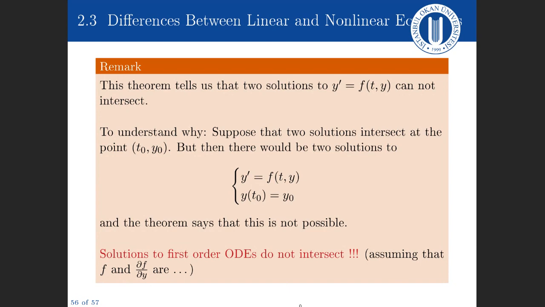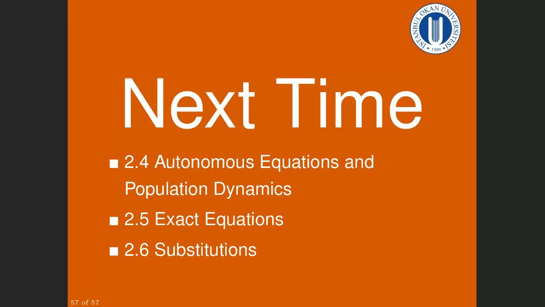And that is the end of this week's lesson. Next week, we will finish chapter 2. We'll talk about autonomous equations and population dynamics. We will talk about another special type of first order equations called exact equations. And then finally, we will talk about how we could use substitutions to change difficult equations into easier equations. Do you have any questions?